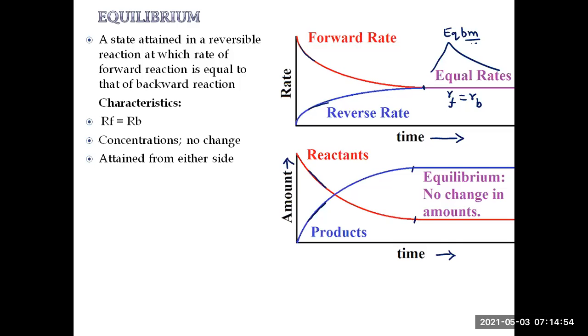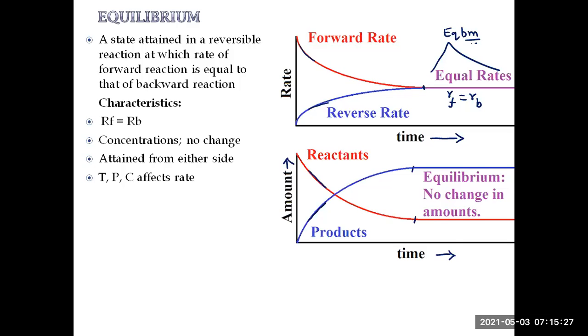Equilibrium is attained from either side, meaning you can start a reversible reaction by mixing reactants or even by mixing products. Because A and B also react, C and D also react. So you can start a reversible reaction not only by taking reactants; if you have products, you can mix them, and then also the reversible reaction takes place and equilibrium is attained from either side.